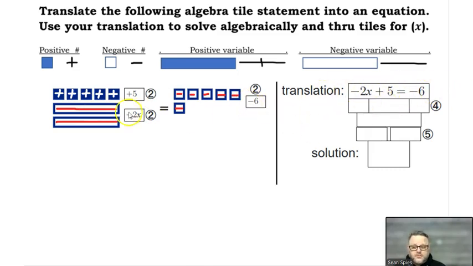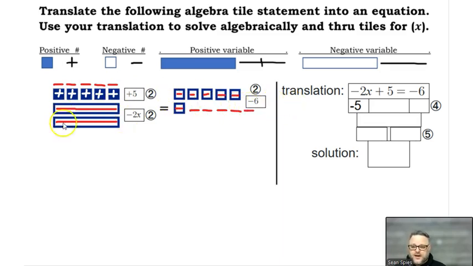Now, from here, I need to recognize I need 0 pairs to be able to remove these positives. 1, 2, 3, 4, 5. So I have 5 negatives that now match my 5 positives. And that's what this step is when we normally do it. Then we go on, and because I placed 5 negatives on the left-hand side, I have to do the same thing on the right. 1, 2, 3, 4, 5.